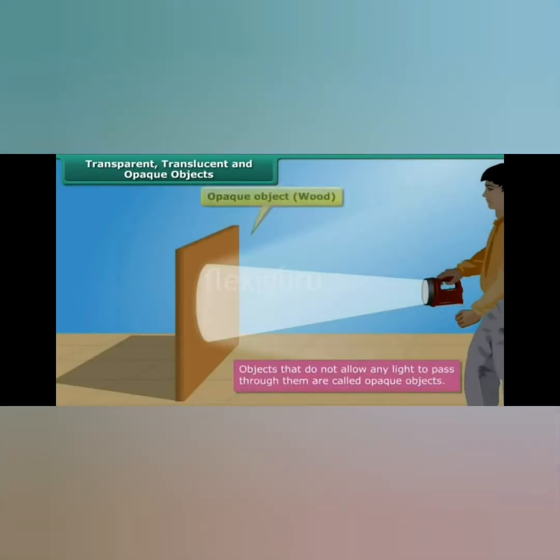And those objects that do not allow any light to pass through them are called opaque objects.